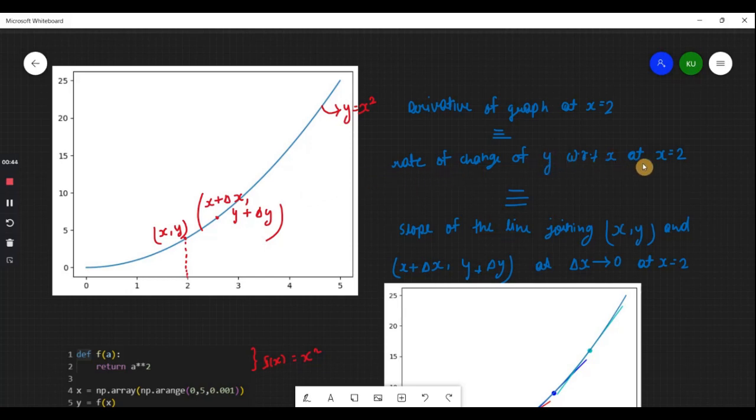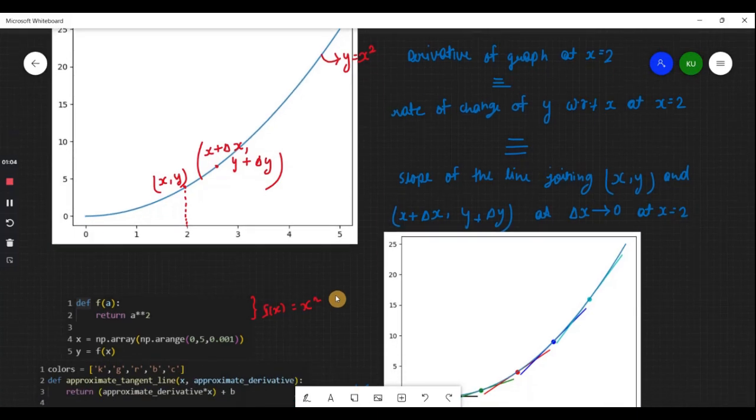And how do we calculate this rate of change? We calculate the slope of the line joining x comma y and x plus delta x comma y plus delta y when delta x is tending to 0. I hope you all are familiar with this concept. I'm just giving a glimpse of what derivative means. So this is the theory part.